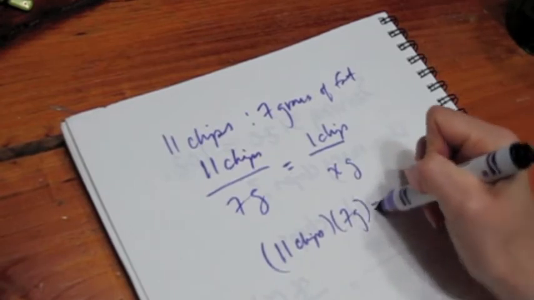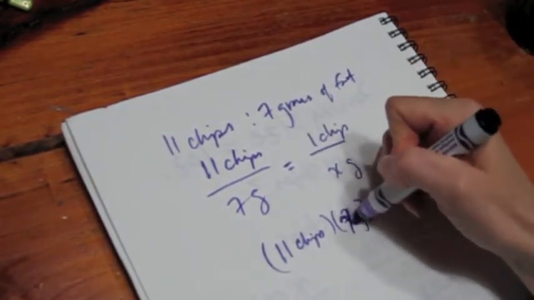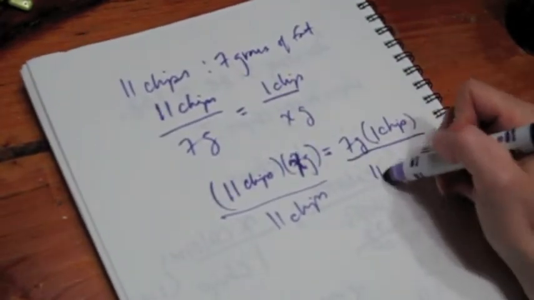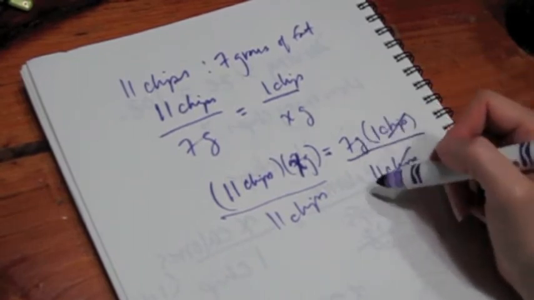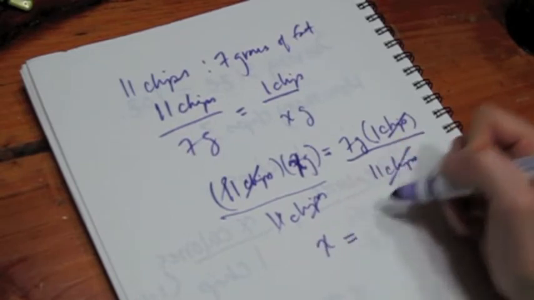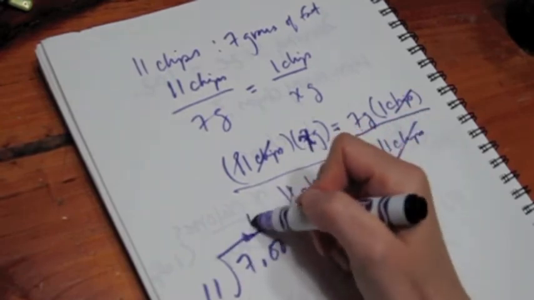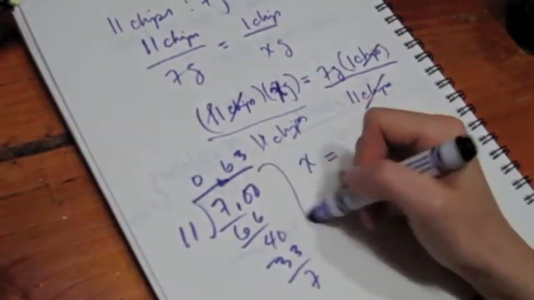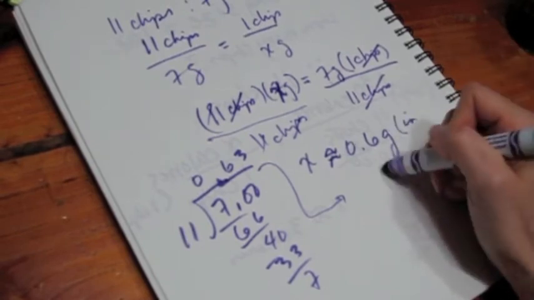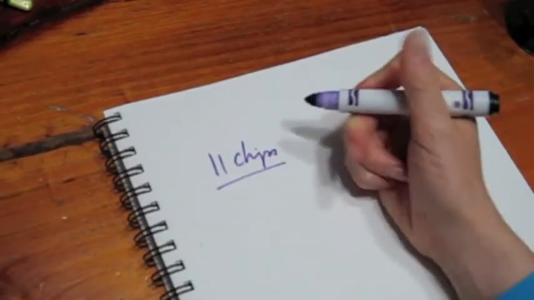I cross multiply. Notice that I'm using the units here because I want you to see what happens when I divide by 11 chips. Notice that the dimensions divide out, dimensions divide out. And I'm left with x equals, well, do some quick long division here again. And I get that there's about 0.6 grams of fat in one chip. I hope my serving size isn't too big.